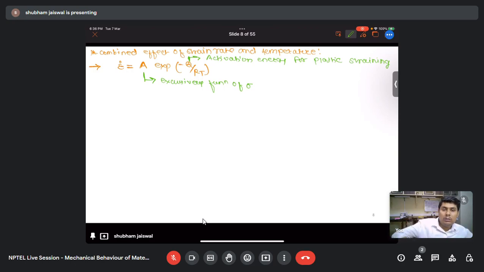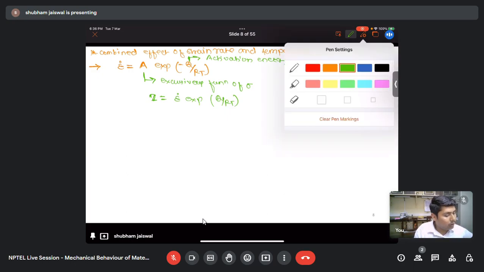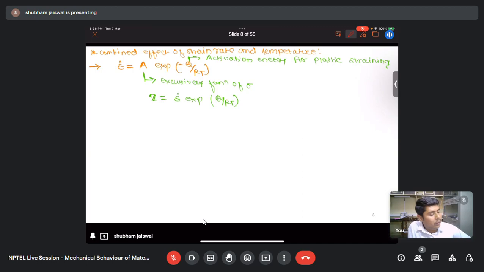So, if we rearrange, then we will get the Zener-Hollomon equation, that is Z is equal to strain rate into exponential of Q by RT, where R is the gas constant and T is the temperature, and Z is the Zener-Hollomon parameter. So this equation gives the combined effect of strain rate and temperature.